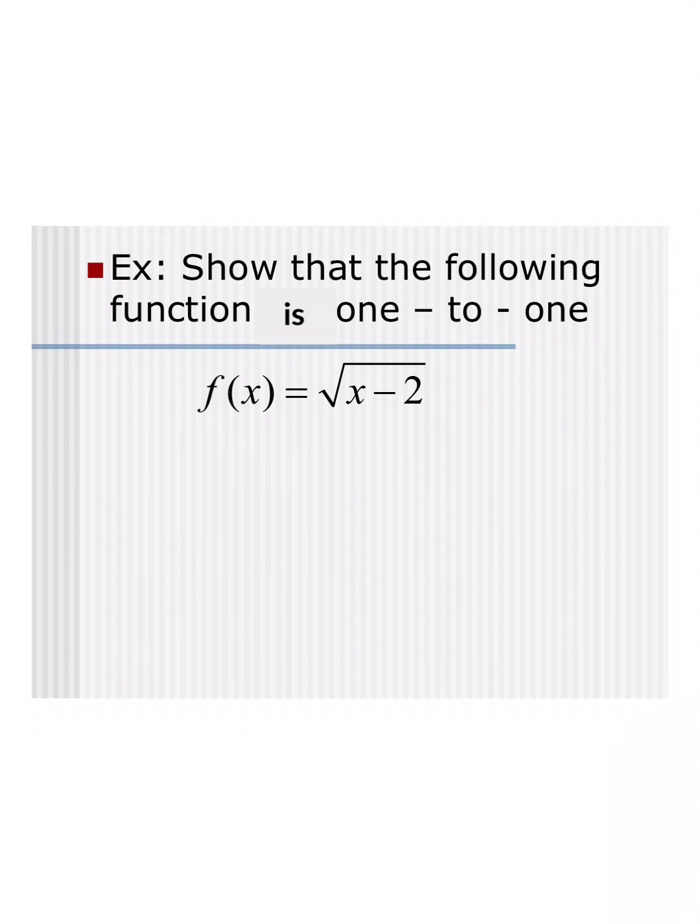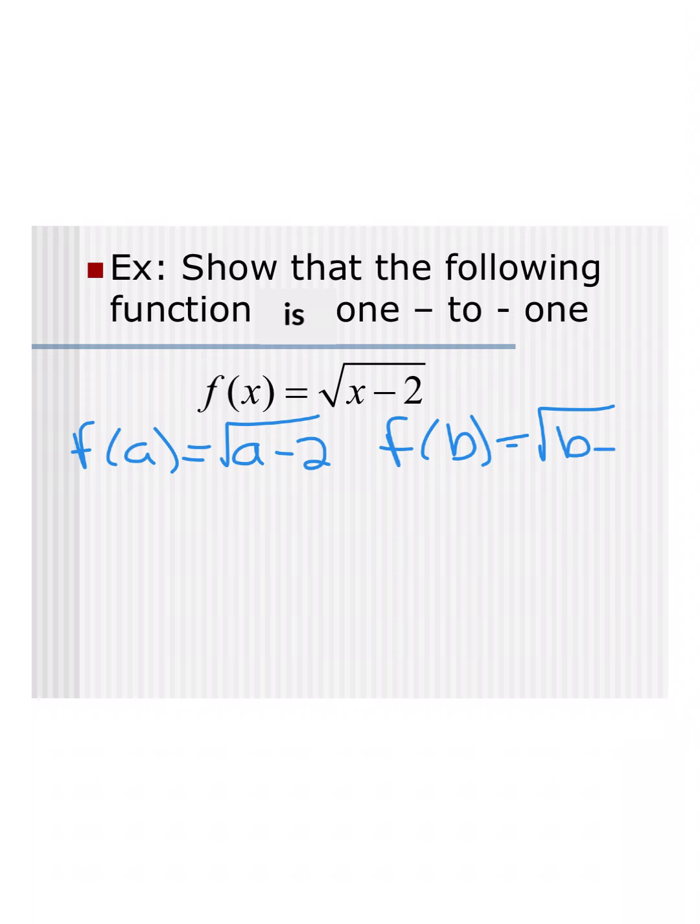Once again, we're going to show that the following function is one-to-one. To do that, we're going to plug in an a. So f(a) is equal to the square root of a minus 2. And then we'll also plug in a b. Next step, set our two expressions equal to each other. So we have the square root of a minus 2 is equal to the square root of b minus 2.